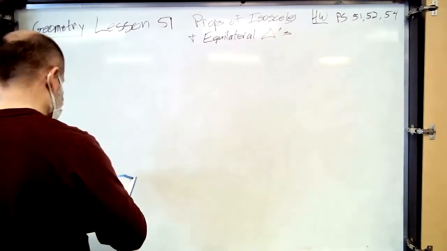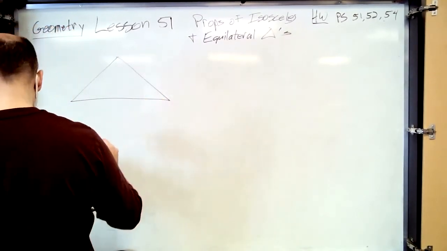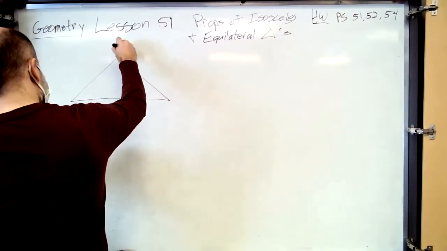Okay, so let's clarify here. So the leg of an isosceles triangle. If I drew an isosceles triangle, we'll call it ABC.